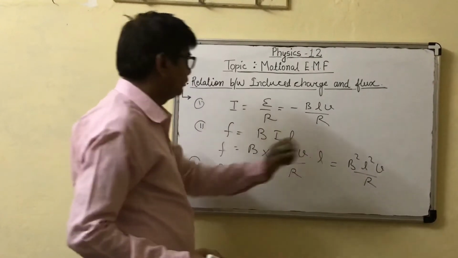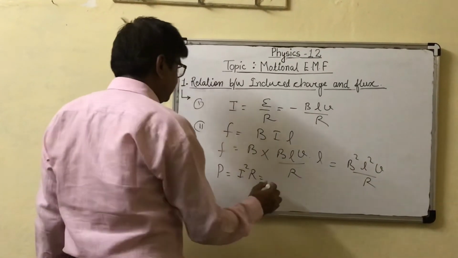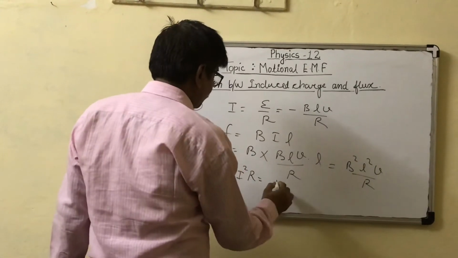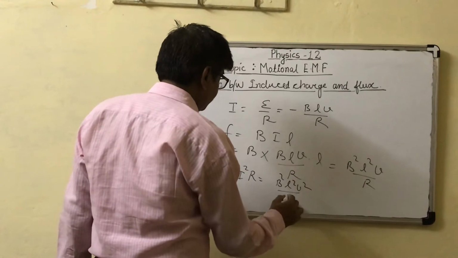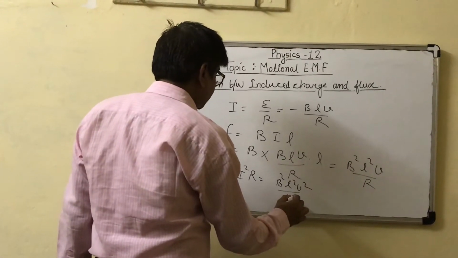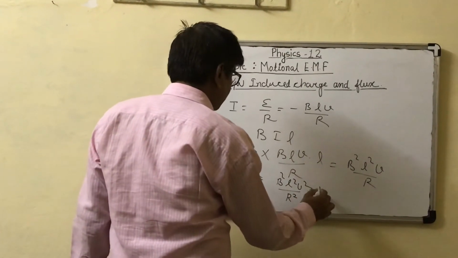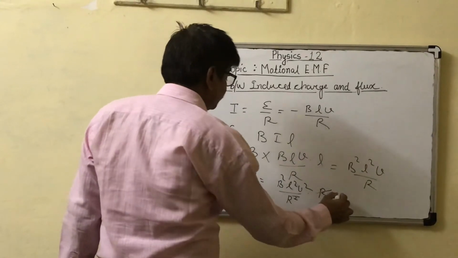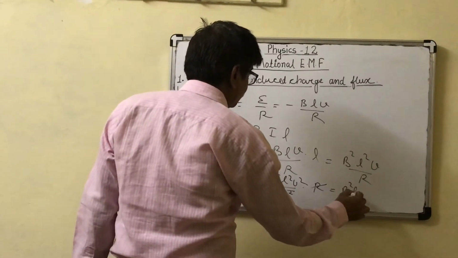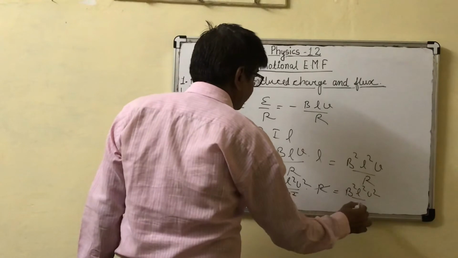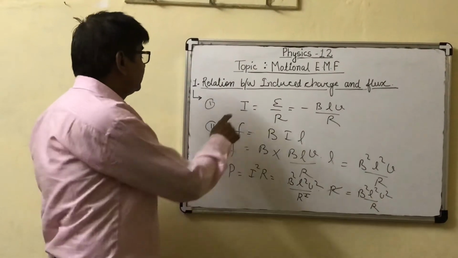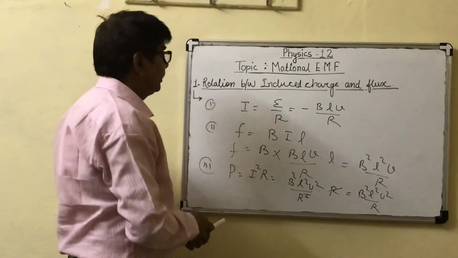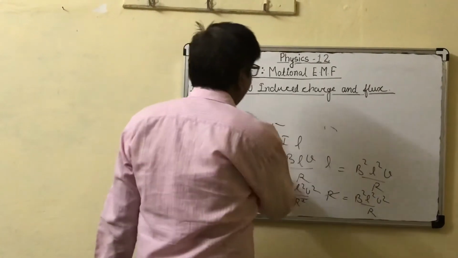Now third, we have to calculate power: P is equal to I square R. Putting the value of I, that means B square L square v square upon R square into R. So that is B square L square v square upon R. So there are three cases: this is induced current, this is force, and this is power.